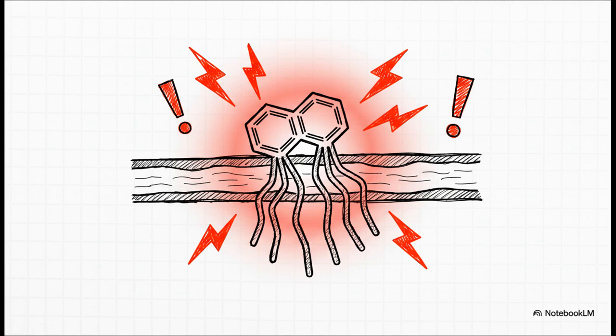Let's zoom right in on lipid A, because this is the real business end of the molecule. This is the fatty part that literally anchors the whole thing into the bacterium's outer membrane. But way more important than that, lipid A is the toxic part. It's the bit that our immune system spots and immediately recognizes as a major threat.